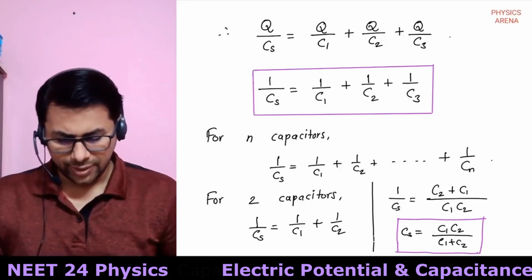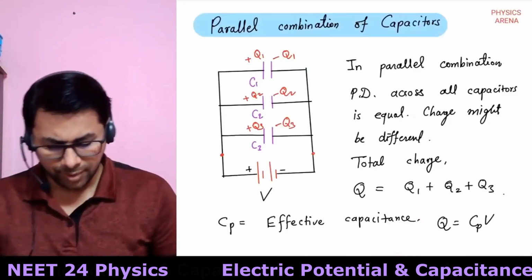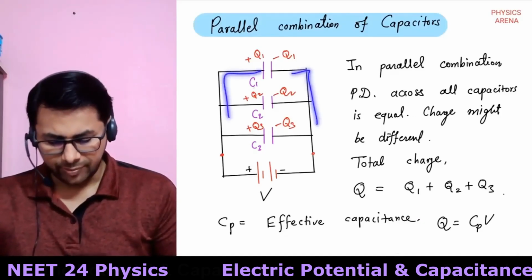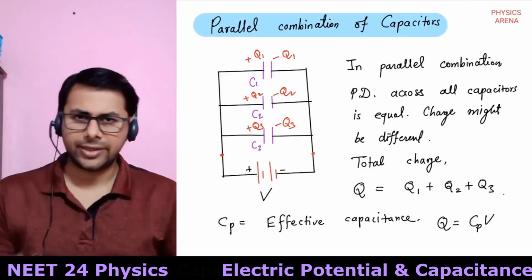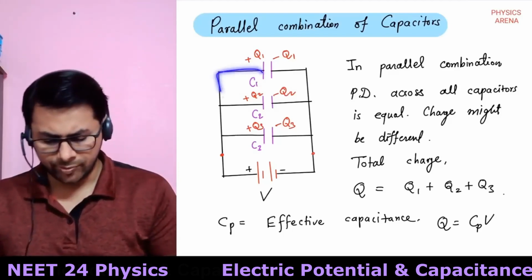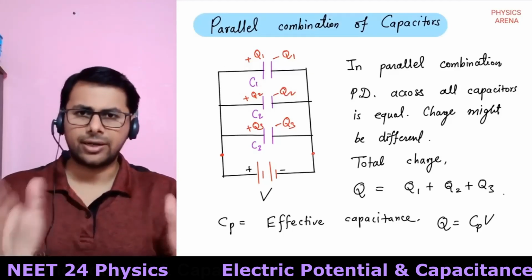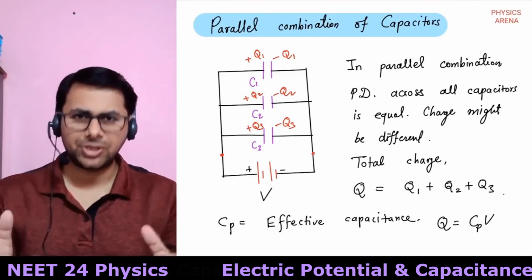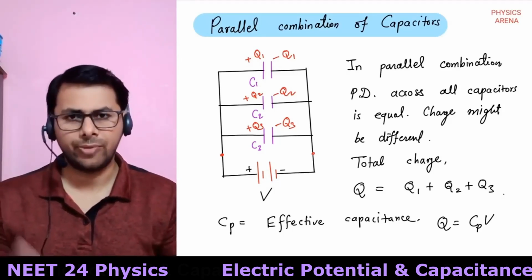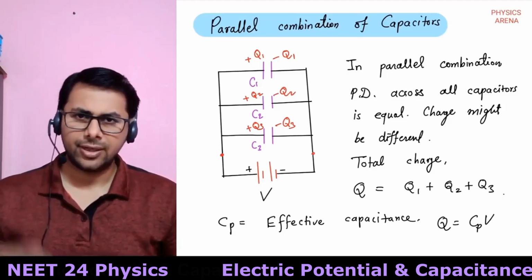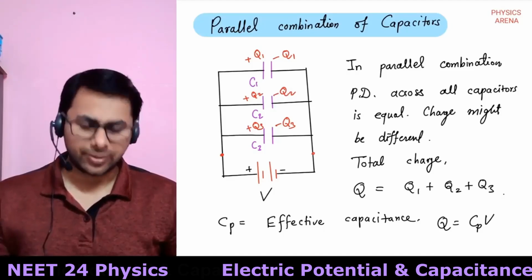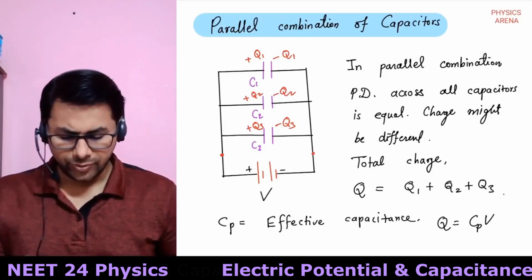All right. Next, in parallel combination, the potential difference is the same for all the capacitors because both the terminals of all capacitors are connected to the same battery. That means potential difference across all of them would be equal. In series, charge is equal. In parallel, potential difference is equal.